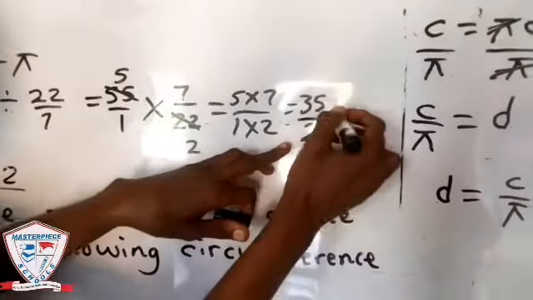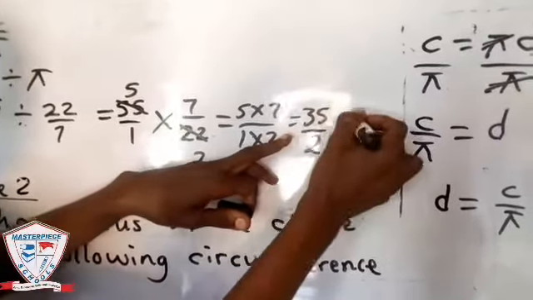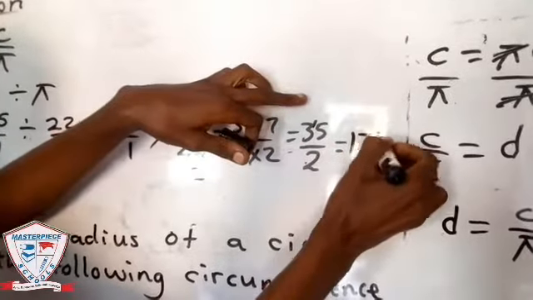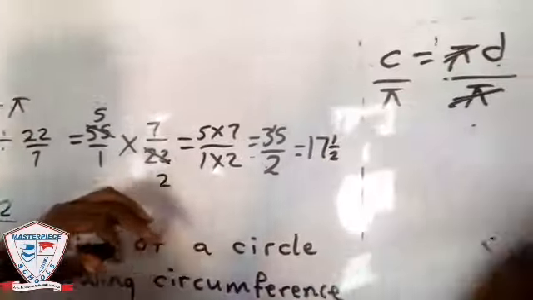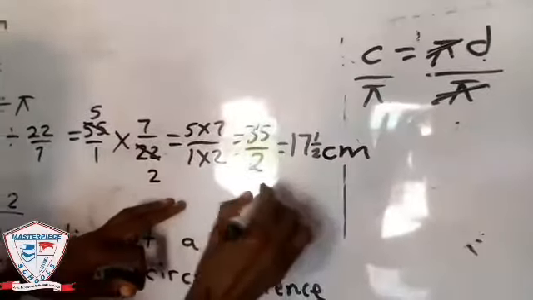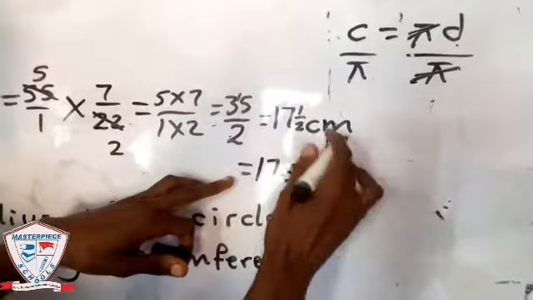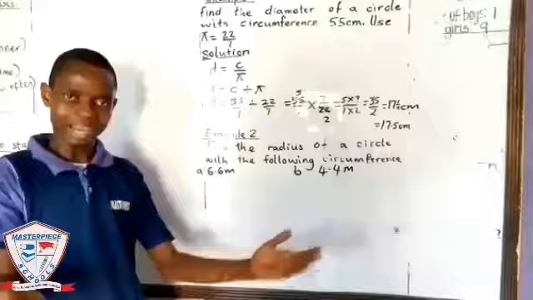When you divide this, 2 in 3 is 1, remainder 1. 2 in 15 is 7, remainder 1. So it is 17 and 1 over 2 centimeters. You can also write it as 17.5 centimeters. Hope you remember this. That's your answer.